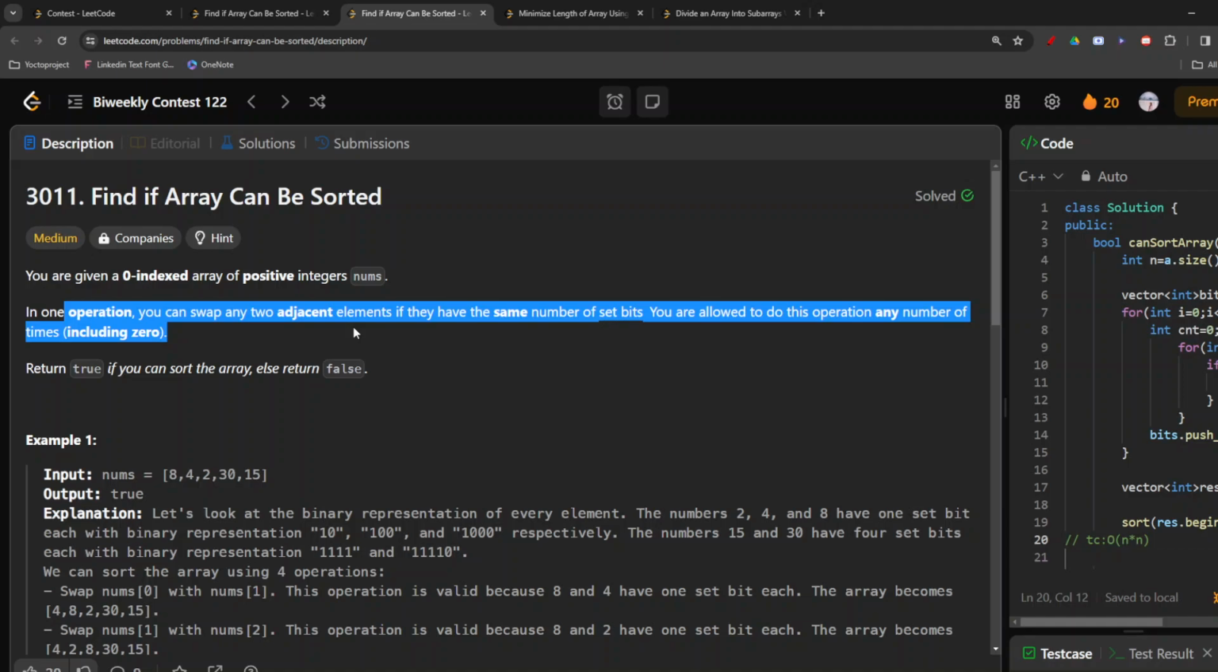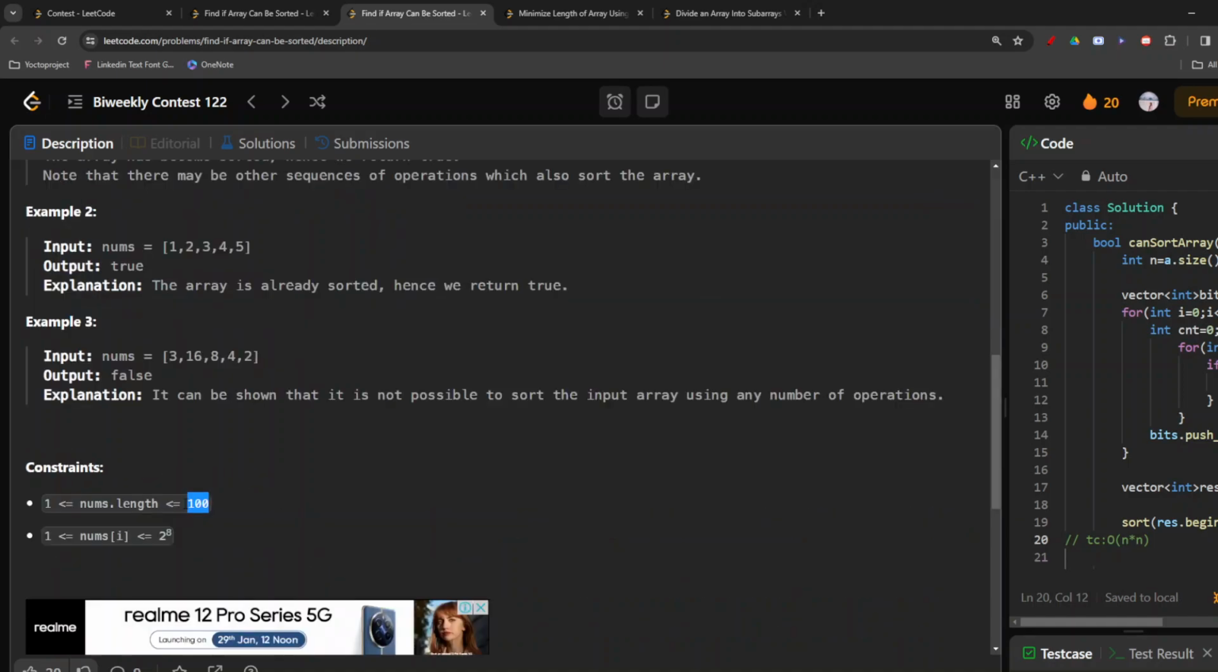Now let us check the constraints. nums length is up to 100, which simply means that we can go ahead with an n squared or n log n solution. And here each number can go up to 2 raised to the power 8, so we can easily check for the 32-bit set criteria.